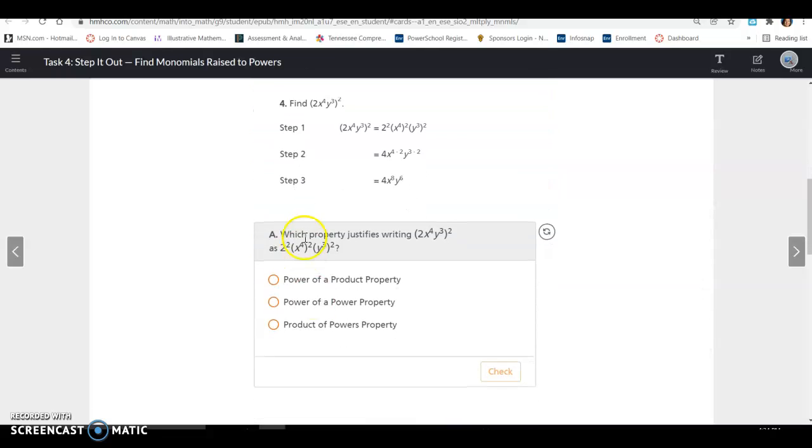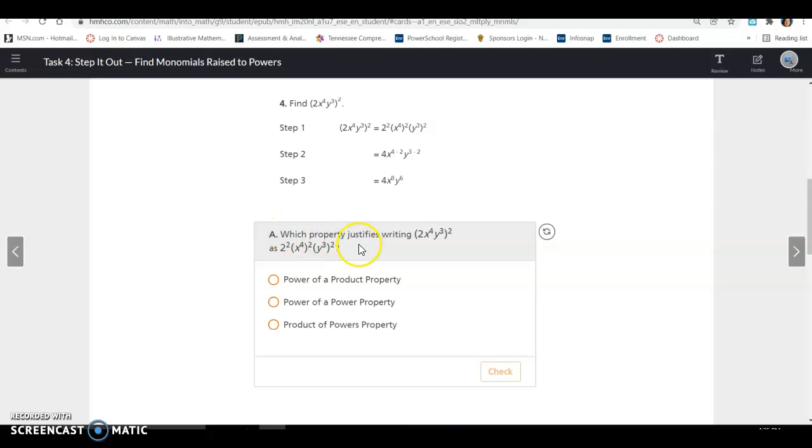Alright, so number 4 says find, and we've got a product raised to a power, so we've got 2x to the 4th, y to the 3rd, squared. So that means everything inside these parentheses is going to be squared. So let's start with the 2. 2 squared is 4, and then we've got x to the 4th squared. So a power to a power, remember you multiply, so x to the 4th squared would be x to the 8th. And then y cubed squared would be y to the 6th. Again, when you have a power to a power, you multiply exponents.